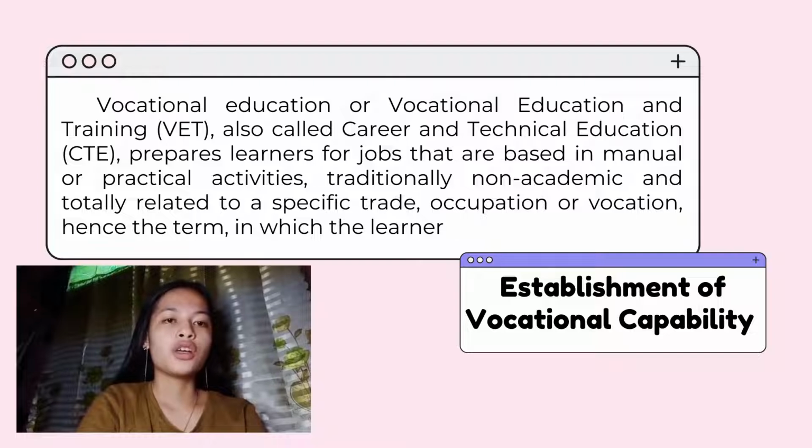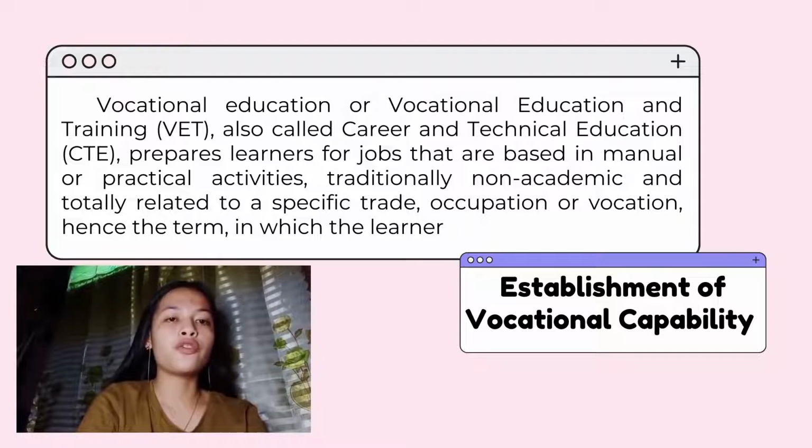I'm going to continue the social development, establishment of vocational capability. Vocational education, or vocational education and training, VET, also called career and technical education or CTE, prepares learners for jobs that are based in manual or practical practices, traditionally non-academic and totally related to a specific trade, occupation, or vocation, hence the term.